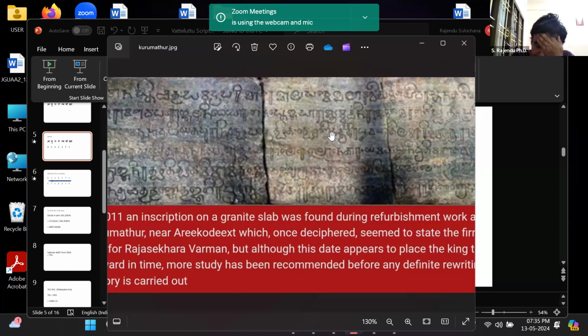Actually, before getting this inscription, we believed that Rama Rajashekara was the first ruler and the second ruler was Thanu Ravi Purashekara. After this inscription was found from the Kurumatur temple in North Kerala, in 2012 or 13, it changed the chronology of the second Mahodayapuram Cheras. Then Sthanu Ravi Kulashekara was the first ruler, and the second ruler was Rama Rajashekara.